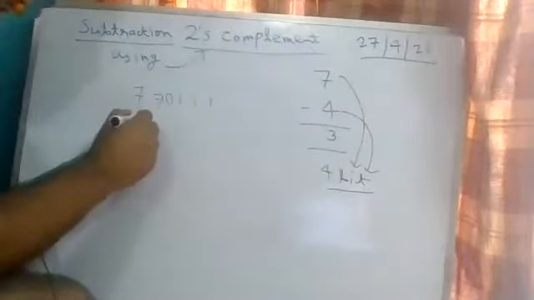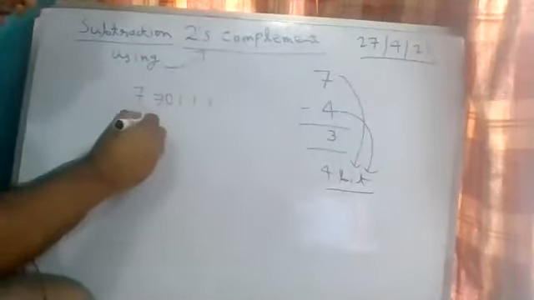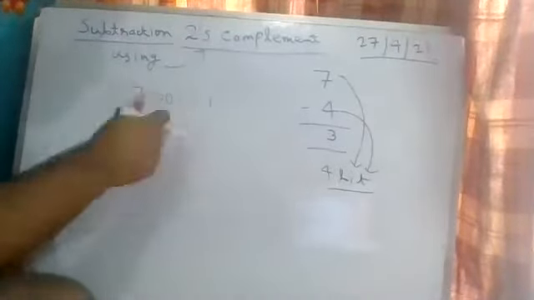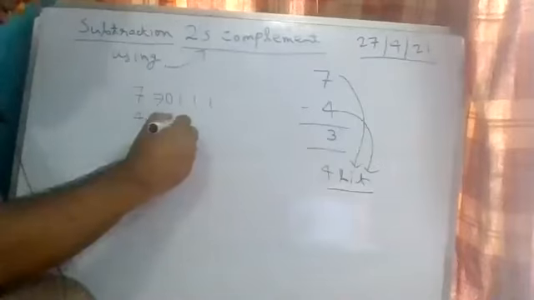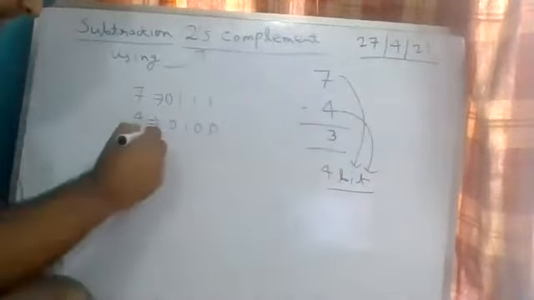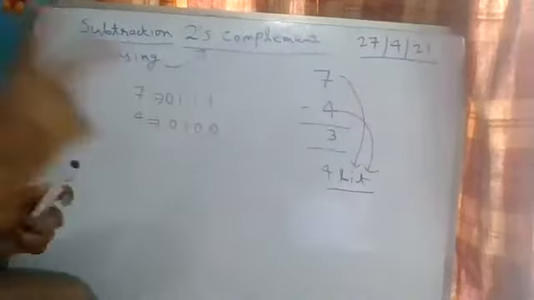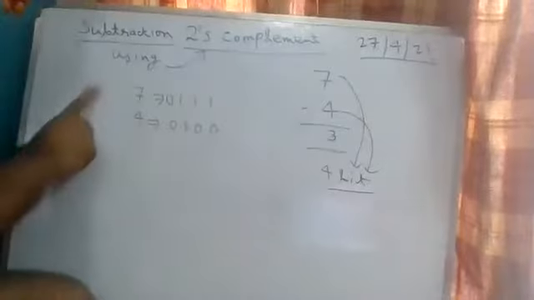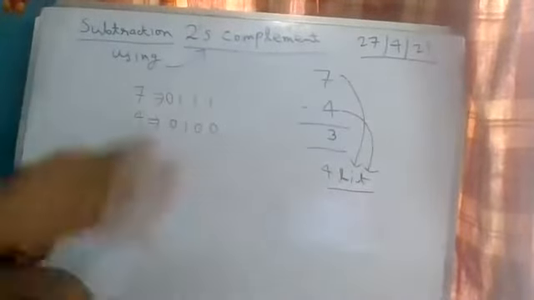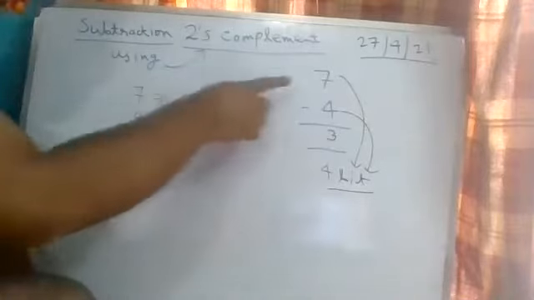In the same way, our second number is 4. We will convert this 4 to 0, 1, 0, 0. Very good. Now, what we will do? Now our second job. This is the first job. Step one tells that we first have to convert.